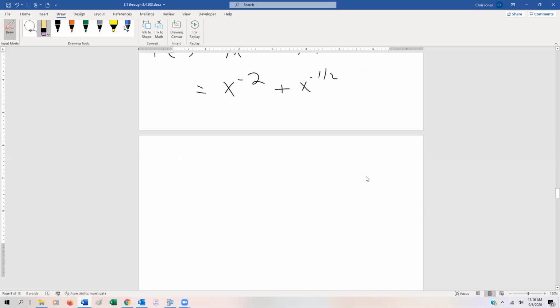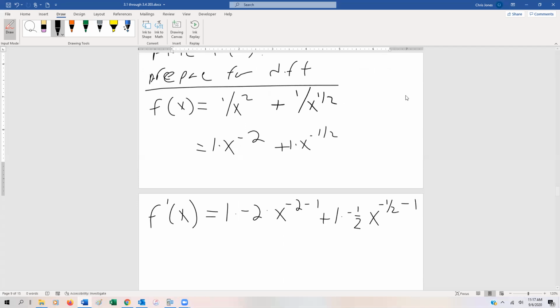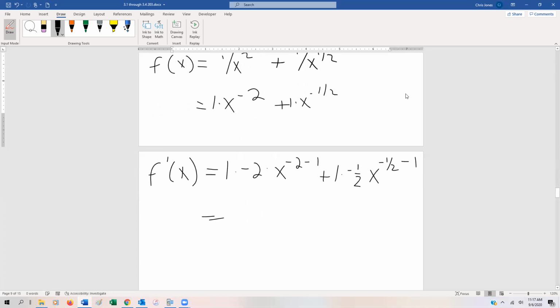Now we can find the derivative by using our derivative rules. So f prime of x: think of this as the 1, so we're going to have 1 times negative 2 times x to the negative 2 minus 1, plus 1 times minus 1/2 times x to the minus 1/2 minus 1. That's our rule. We're going to clean this up. 1 times negative 2 is negative 2. Negative 2 minus 1 is negative 3. 1 times negative 1/2 is negative 1/2. Negative 1/2 minus 1 is minus 3/2.